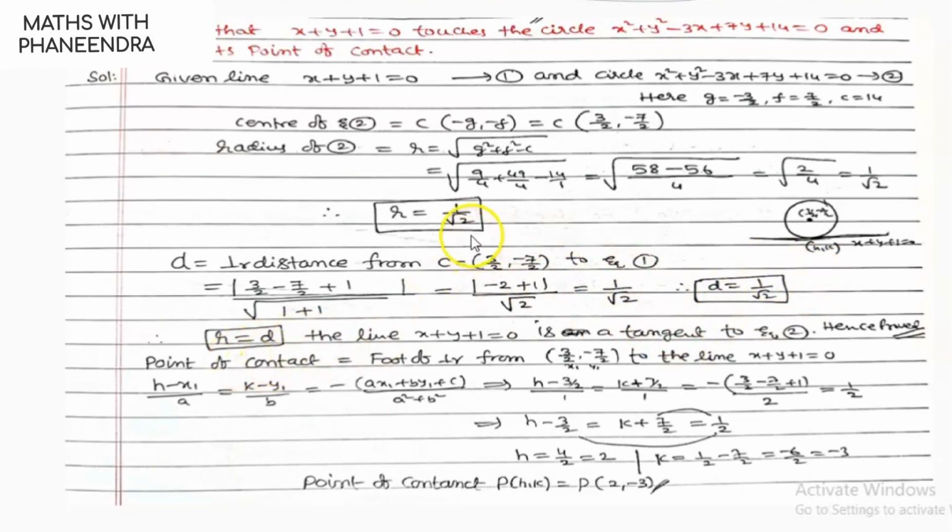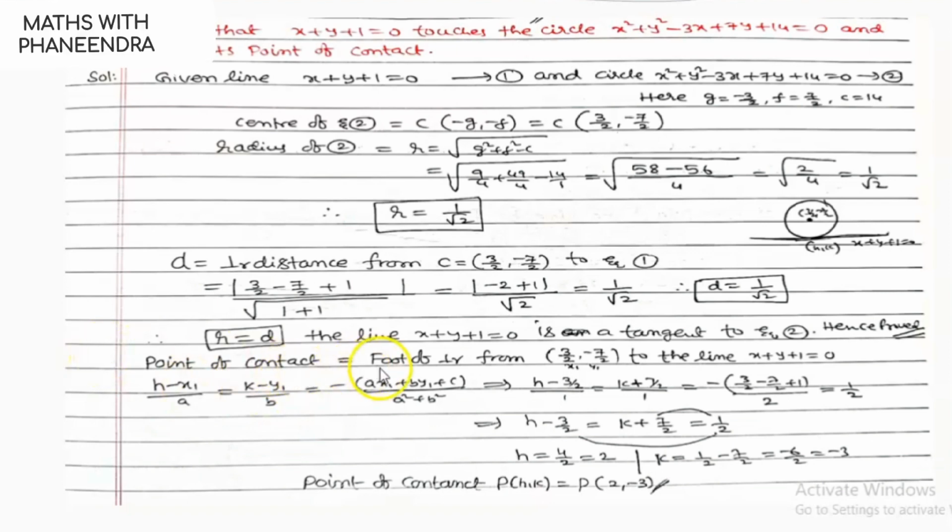R is equal to D. Now we observe that the R value is 1 by root 2, and the D value is 1 by root 2. Whenever R is equal to D, the line x plus y plus 1 is equal to 0 is a tangent to the circle equation 2. Here the first step is completed. Come to the second step. Second step is what? Finding the point of contact.